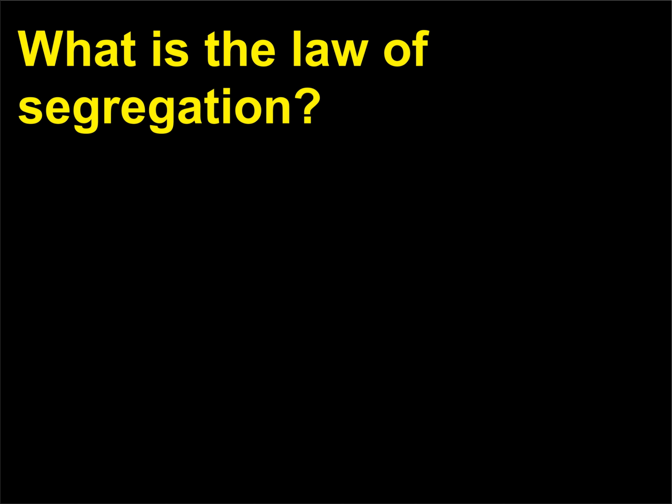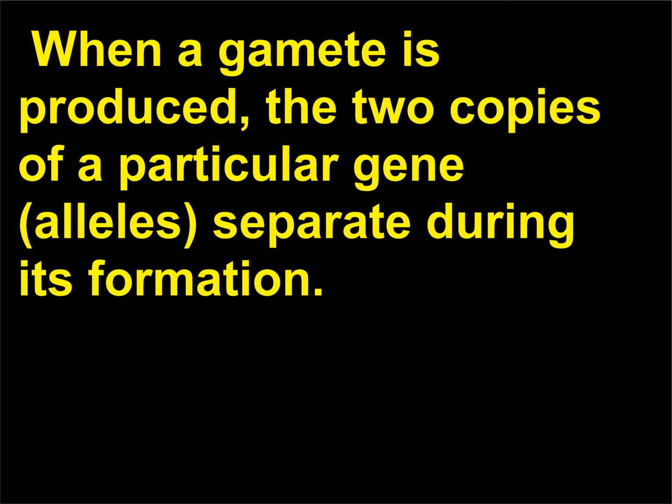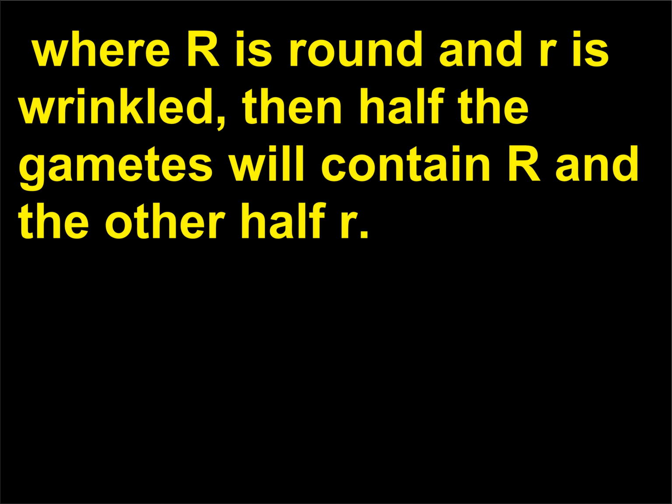What is the law of segregation? This principle, which Mendel discovered, predicts the transmission of a single trait. When a gamete is produced, the two copies of a particular gene, alleles, separate during its formation. For example, if a pea plant has the genetic makeup of Rr, where R is round and r is wrinkled, then half the gametes will contain R and the other half r.